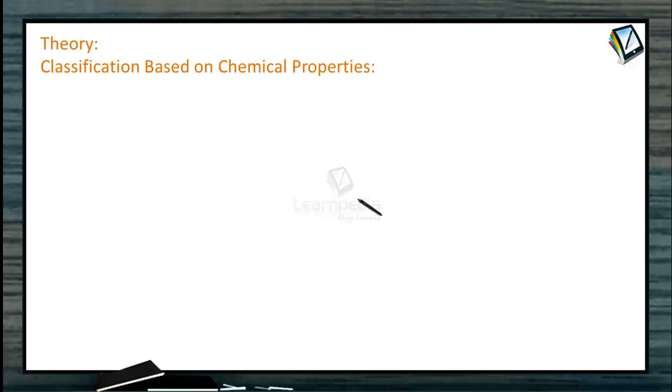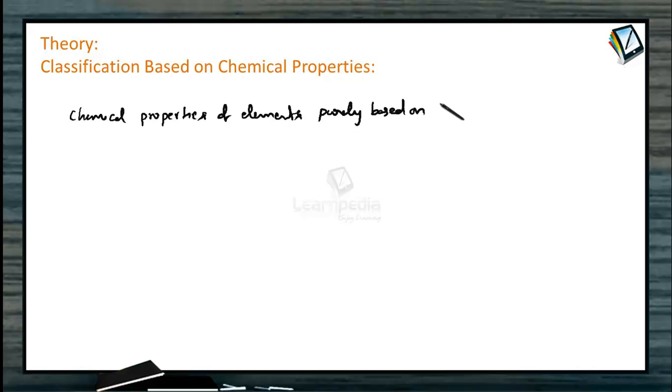Now, before going to that, we need to discuss the chemical properties based on their electronic configuration, because most of the compounds in chemistry participate in chemical reactions by giving electrons, taking electrons, or sharing electrons. So the chemical properties of elements are purely based on their electronic configuration.